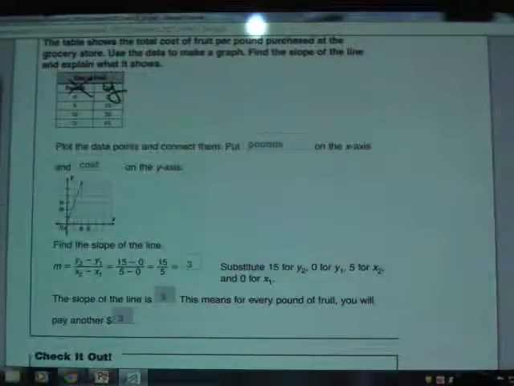So now, what they want us to do here is extrapolate the information. They're asking us to find the slope of the line and then explain what it shows. Well, let's use the easy ones to work with here.